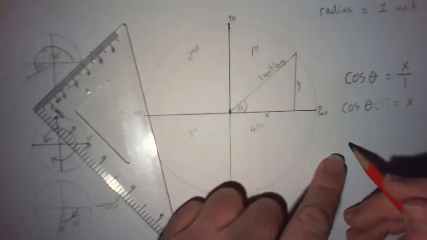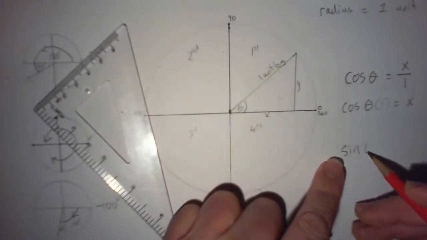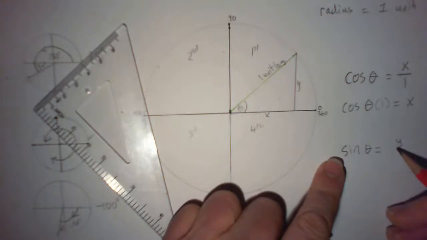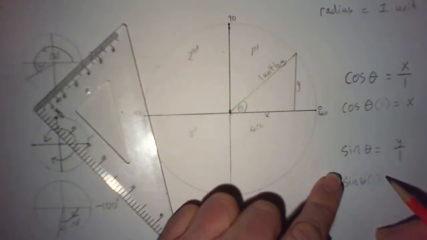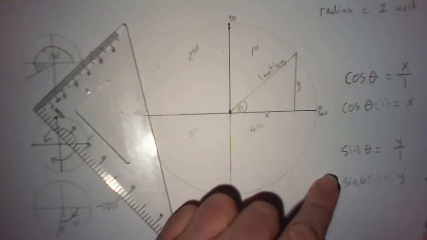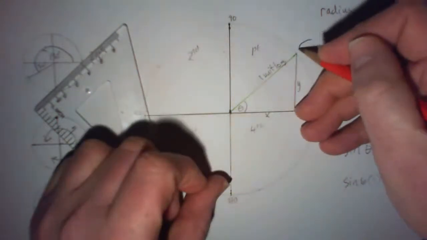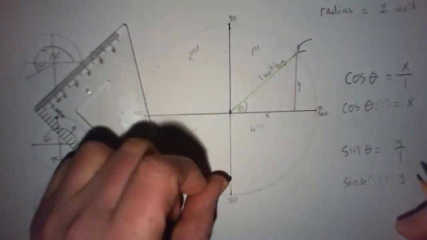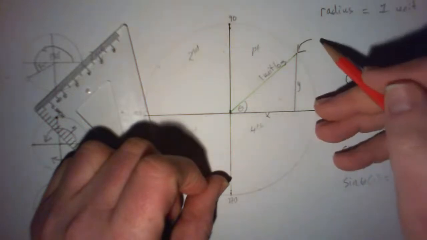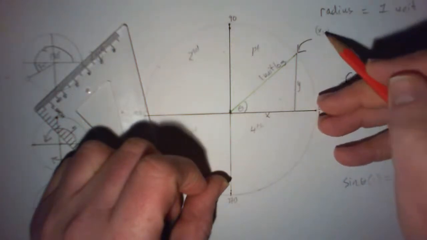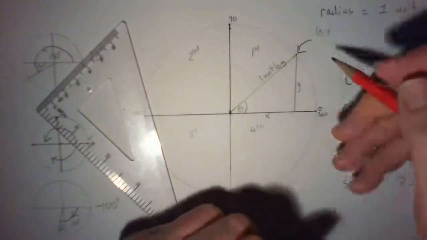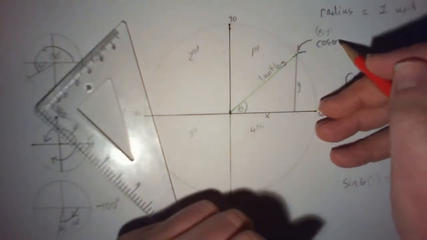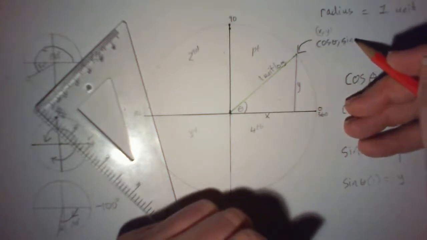Now let's do the sine. The sine of theta is opposite over hypotenuse. Cross multiply. Sine of theta times 1 is y. So what's that coordinate there? What is that coordinate there? It's x comma y, isn't it? X comma y. But what do we say x is? x is cos, and y is sine.